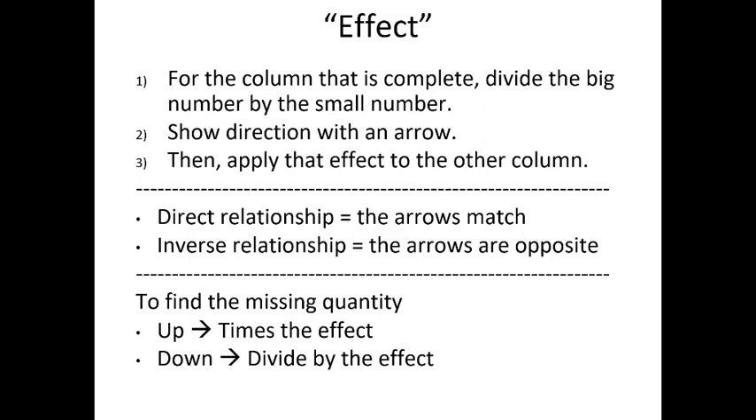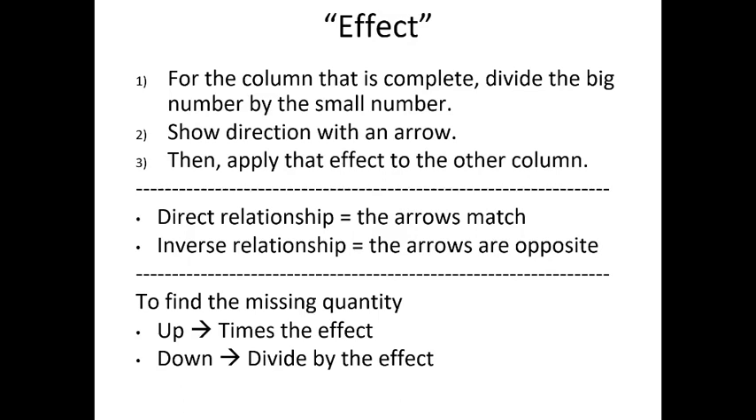If it is a direct relationship, the arrows match. Guys, I'll know it's direct if the columns are directly beside each other. So like P and T are directly proportional. T and V are directly proportional. And then V and N are directly proportional.